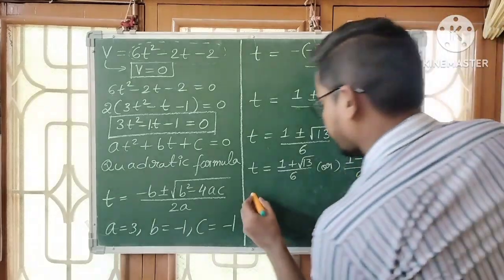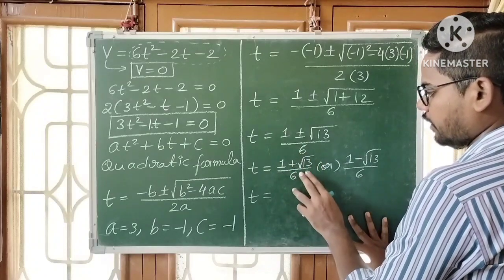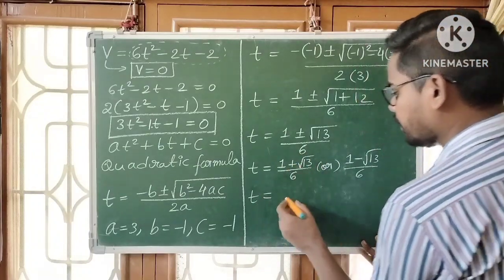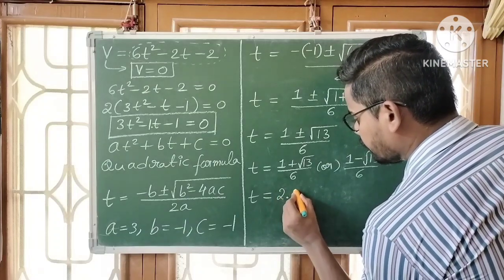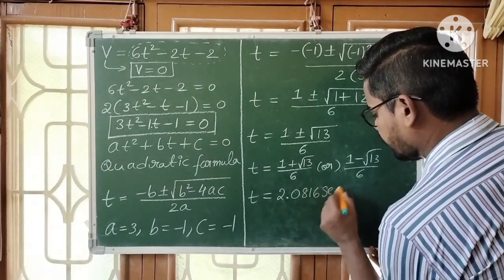Here we have two solutions. If you solve this expression, you will get 1 plus root 13 by 6 value around, here I got 2.0816 seconds.